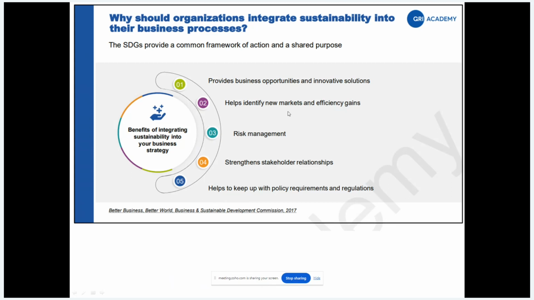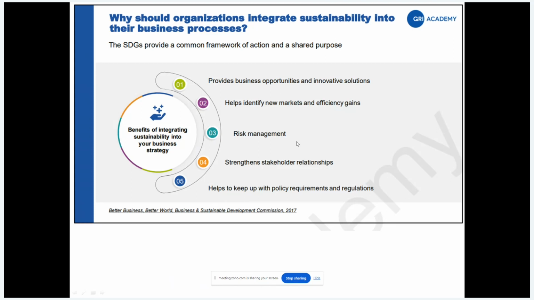It helps identify new markets and efficiency gains, because there are positive outcomes of adhering to the SDGs, and there may be costs involved when we are adhering to them. So when new markets are identified and there are efficiency gains, for example if we improve energy efficiency, because energy efficiency is altogether a different management system, or when we are conducting an audit, the stakeholders tend to gain directly by saving energy. So they will have this advantage.